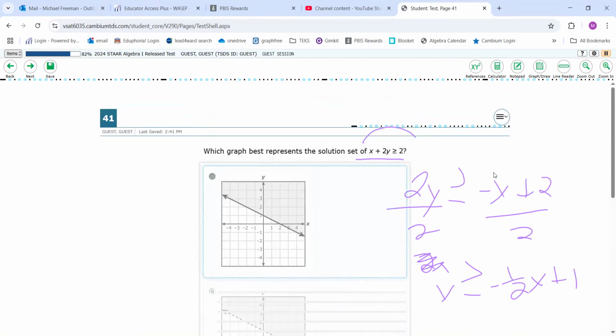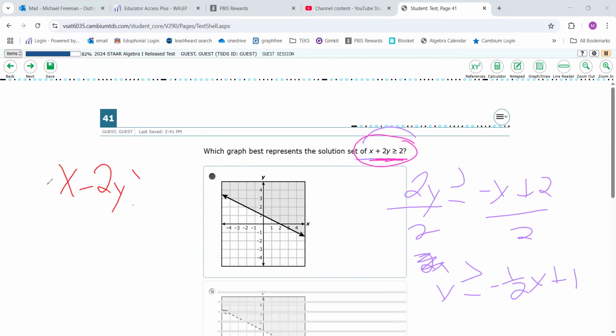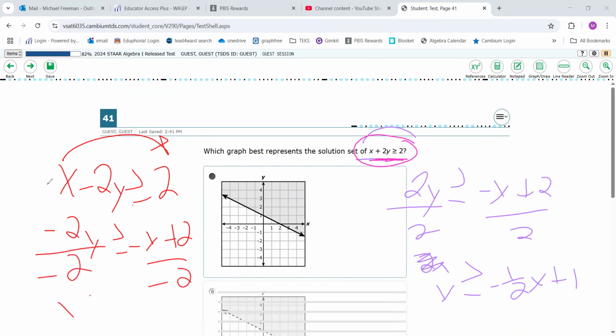It's not shaded above. And some of you are like, yeah, but it was already greater than. Why did I have to do that work? Why did we do this? So remember, the reason that our sign did not flip is because our y value is positive. If this would have been x minus 2y is greater than or equal to 2, when we move our x over, then it's negative 2y. And when we divide by a negative, well, then that's going to flip our symbol.